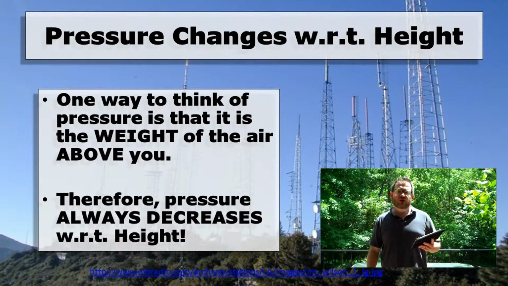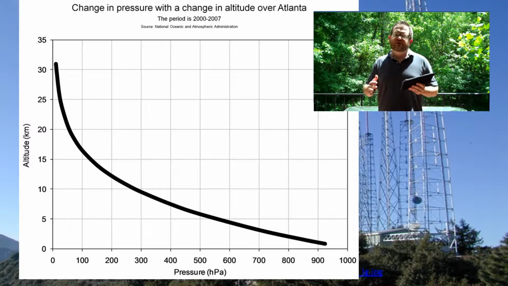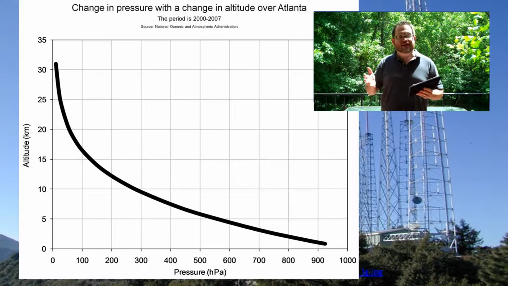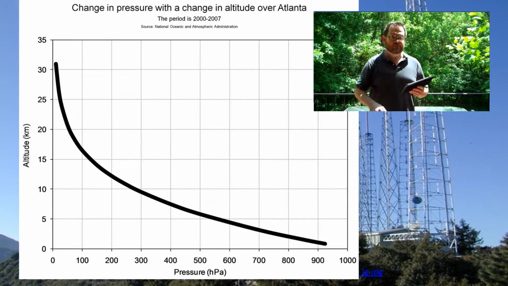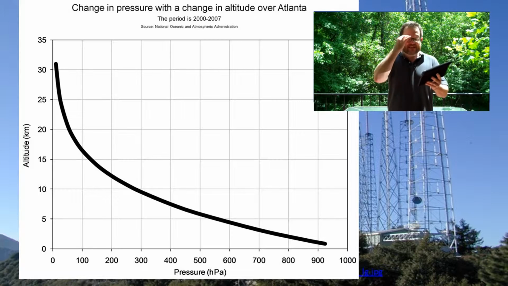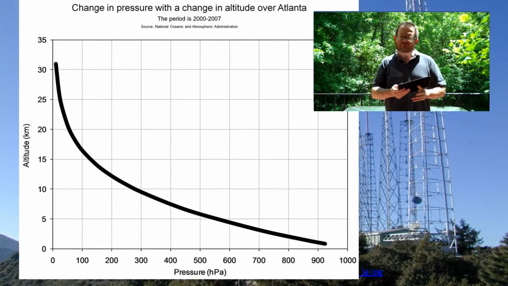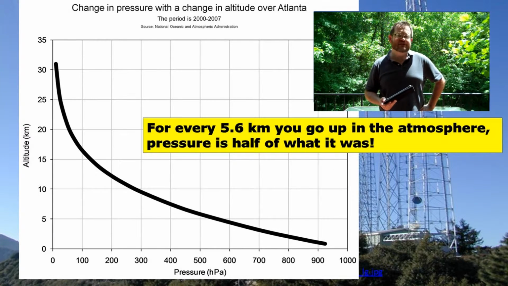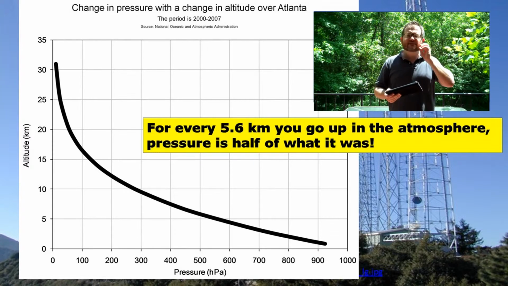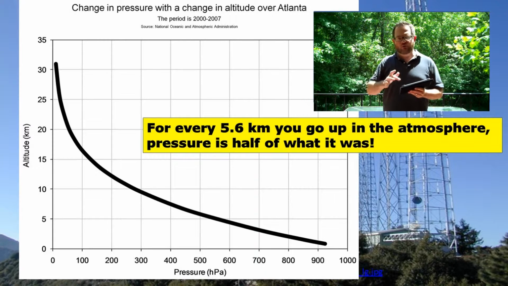And if we take a look at a graph of a typical way in which pressure changes with respect to height, you can see how it starts down near the surface, near a pressure of about 1,000 millibars. We'll learn a lot more about the units of pressure and so on in Module 2. And then it decreases, getting closer and closer to zero as you go up with respect to height. In fact, it decreases at a very interesting and very specific rate. For every 5.6 kilometers that you go up in the atmosphere, the pressure is half of what it was at the lower level.